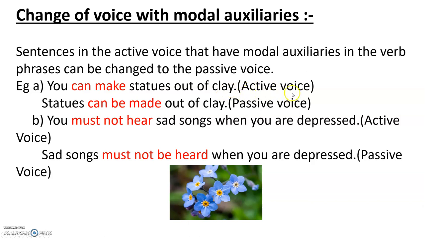Now, what voice is this? Active voice. If you're talking about the one who's doing the action, you. So you can, it's in the subject. So you change it, you bring the part in the predicate to the subject. Statues can be made out of clay. Passive voice. Then another sentence. You must not hear sad songs when you are depressed. That is active voice. Now you change it into the passive voice. So you will bring what is in the predicate to the subject. Sad songs must not be heard when you are depressed. That is passive voice. Now these are examples when you have modal auxiliaries.